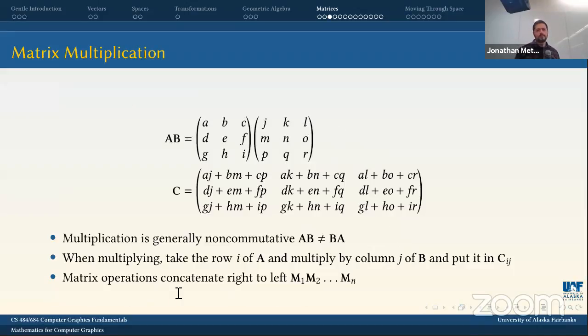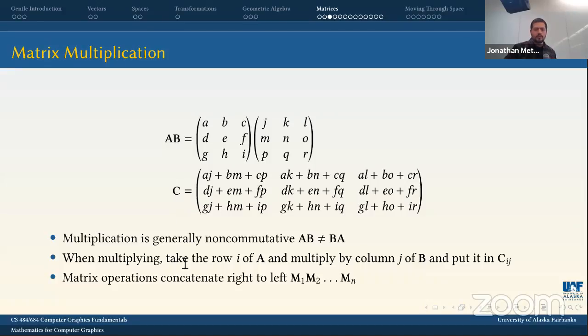Okay, so in order to multiply 2 matrices together, we basically take the row of the first matrix and multiply it with the columns of the second matrix. They're generally non-commutative. So if you have A times B, it's not the same thing as B times A. It's very rare for that to happen. So don't assume that you can just swap the order of multiplications. And we'll see where that comes in handy when we're talking about transforming matrices together.